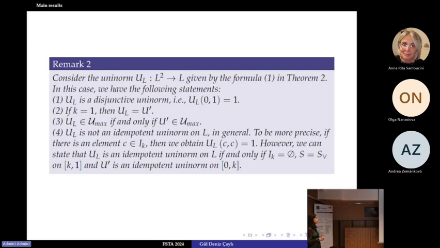On the other hand, if we consider that the set of all elements incomparable with K is the empty set, the supremum T conorm, and U prime is an idempotent uninorm, then UL is also an idempotent uninorm.